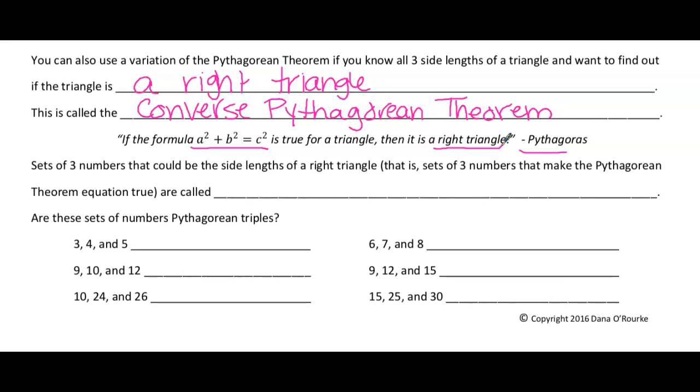Sets of three numbers, are you listening? Sets of three numbers that could be side lengths of a right triangle, that is, sets of three numbers that make the Pythagorean theorem equation true, are called Pythagorean triples. They're called what? Pythagorean triples.